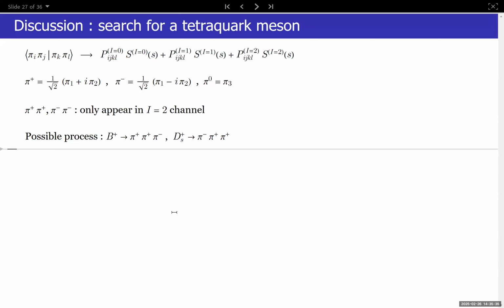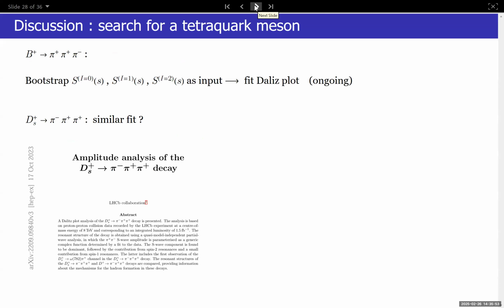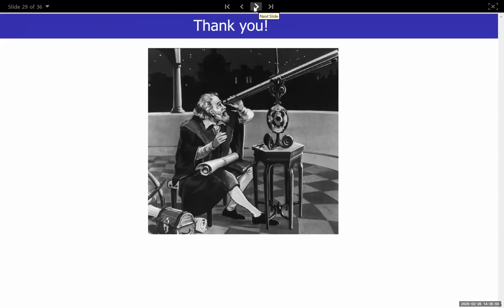There are two possible processes for that, from meson decay. In this meson decay, in principle, they can detect the isospin 2 meson. We talked to some experimentalists to see if they can try to do this fitting. Yeah, thanks.